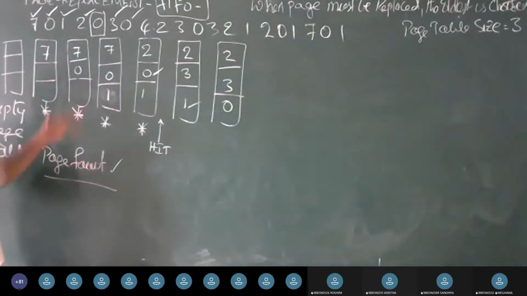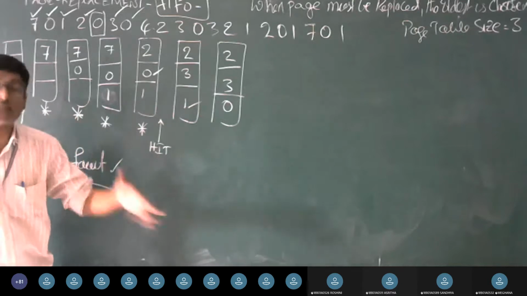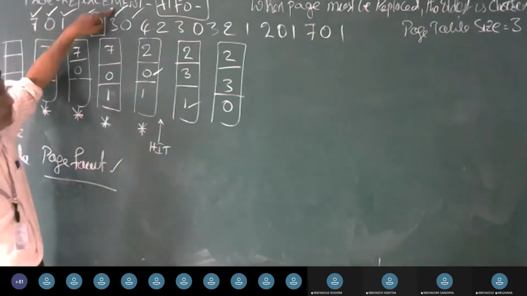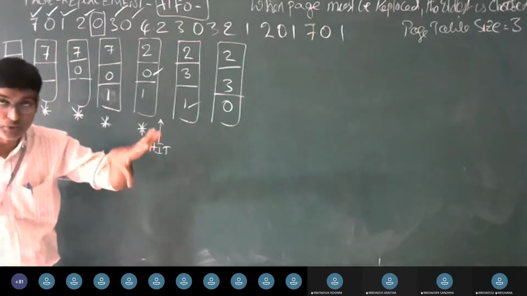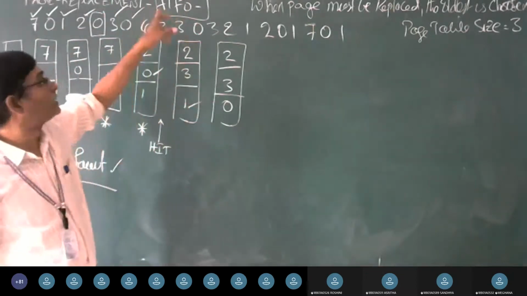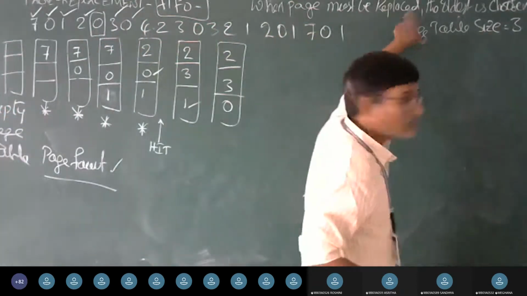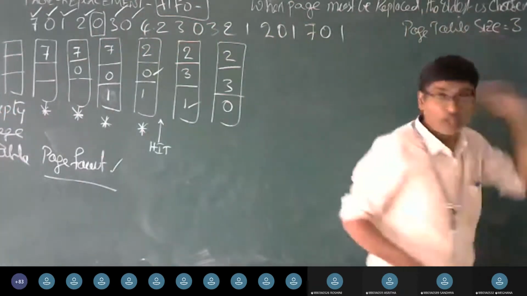Why has the page fault been raised? Because 4 is not in the page table. Okay, page fault raised. What should I do? Use a page replacement algorithm. What algorithm should I use? Use first in, first out. How does page replacement in first in, first out work? When a page must be replaced, the oldest is going to be chosen.